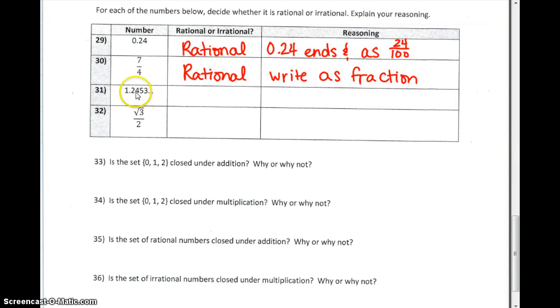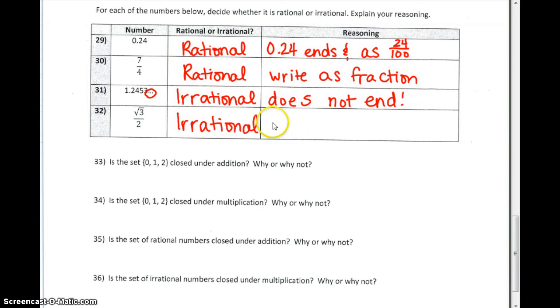Now we have 1.2453 dot dot dot. This ellipsis is key here. When you see the ellipsis, you should write irrational. Okay, it's because the number does not end. And last but not least, square root of 3 over 2. Square root of 3 is an irrational number, so this makes the whole number irrational. My reasoning is because square root of 3 is irrational. Okay?